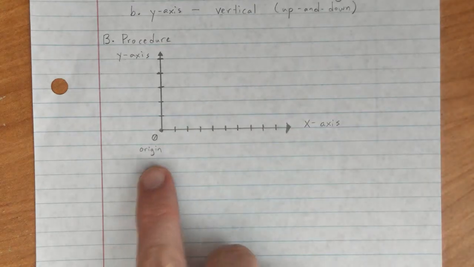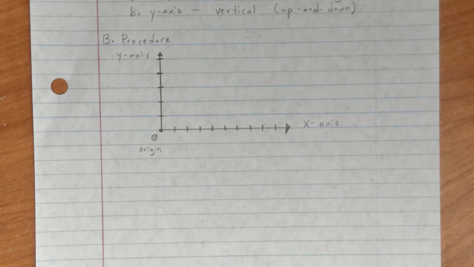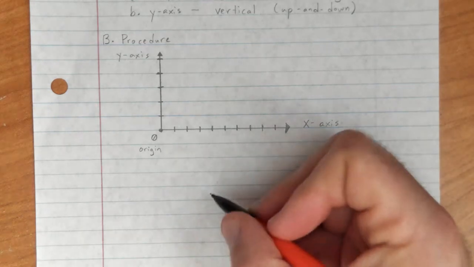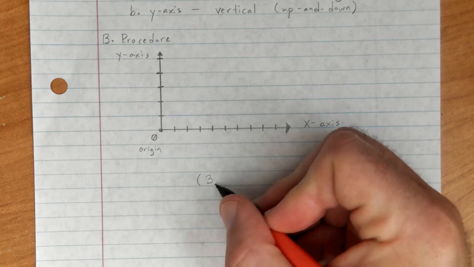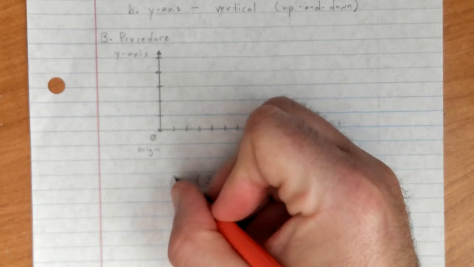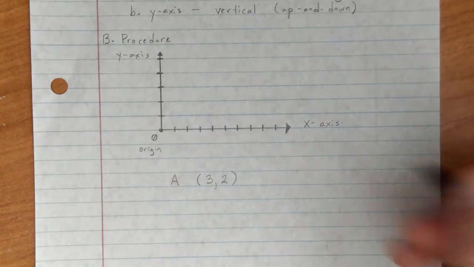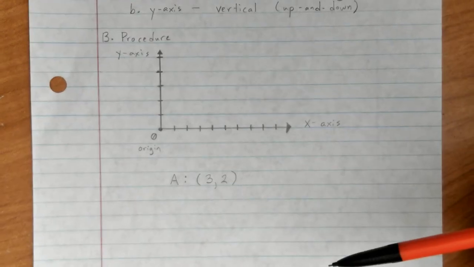Turn it. So one of them is horizontal. That's your x-axis. All right, so what do we do with this? Fantastic. This is where the coordinate pairs come in. If I give you a coordinate pair, let's make it 3, 2, and I tell you that this is going to be point A.